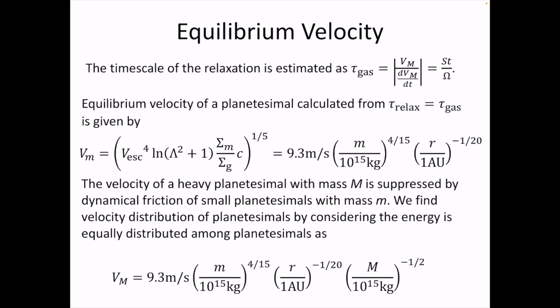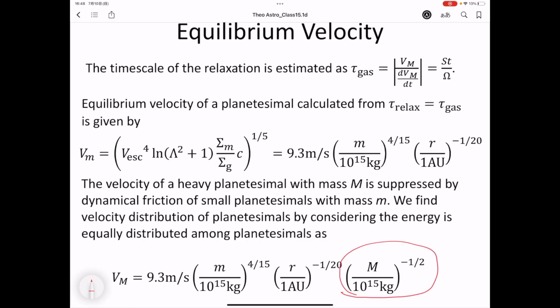The velocity of a heavy planetesimal with mass of capital M is suppressed by dynamical friction from small planetesimals with mass of lowercase m. We find the velocity distribution of planetesimals by considering that the energy is equally distributed among the planetesimals. So we consider that the kinetic energy, 1 over 2 m v squared, is constant.